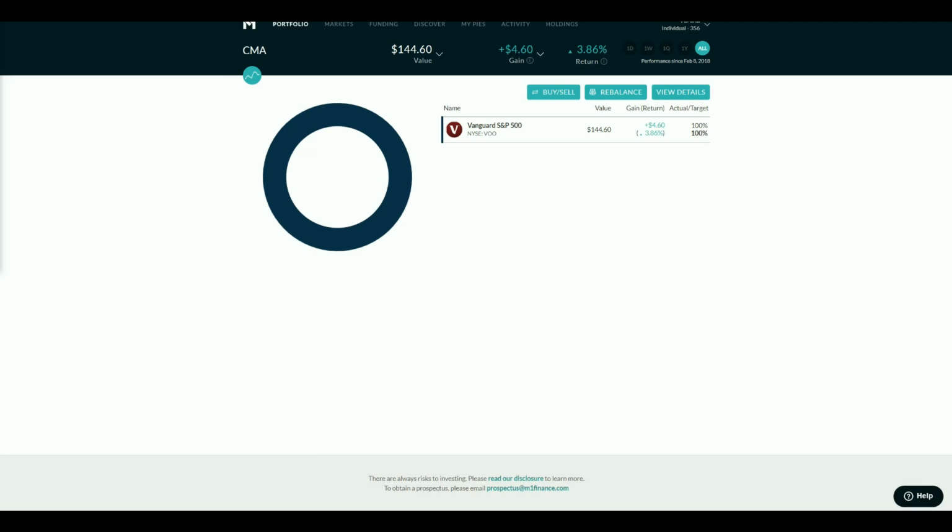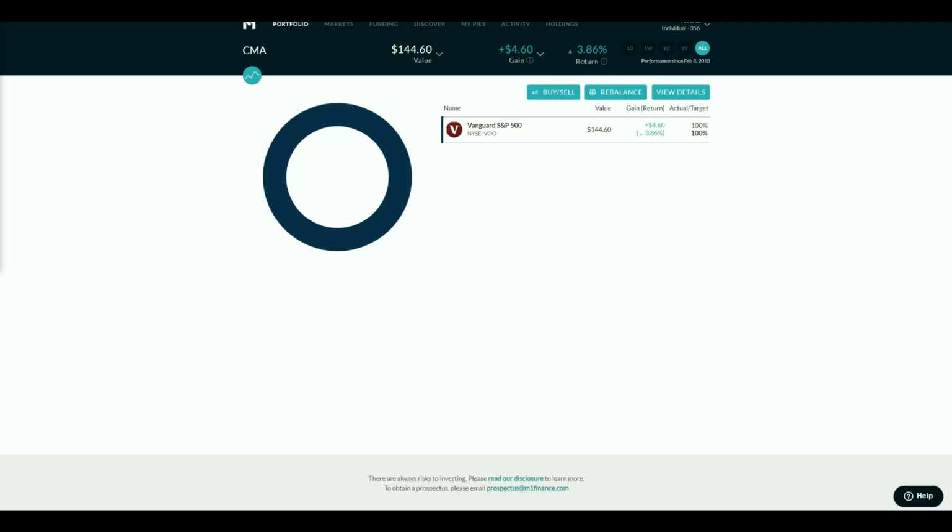So I began using M1 Finance back in January 2018. I made this account for my wife. I have my Roth IRA over on Barrow Edge. She didn't have a Roth IRA at the time. So, considering all the options out there, there was Barrow Edge and M1 Finance, because Robinhood does not have retirement accounts. So I looked at M1 Finance.